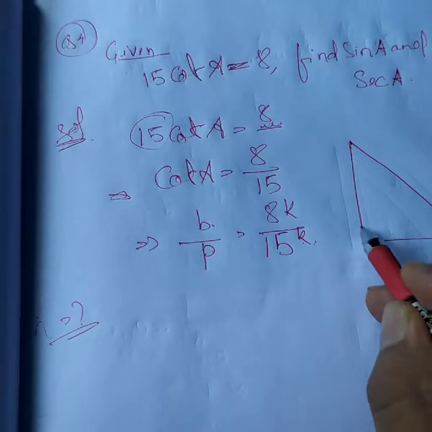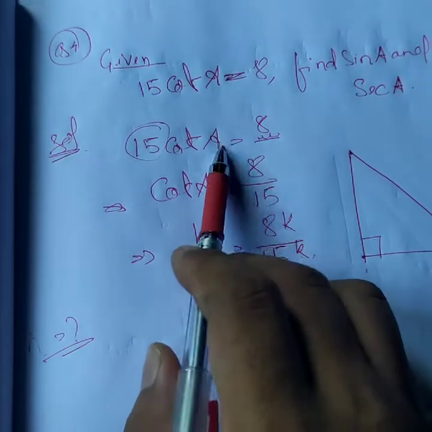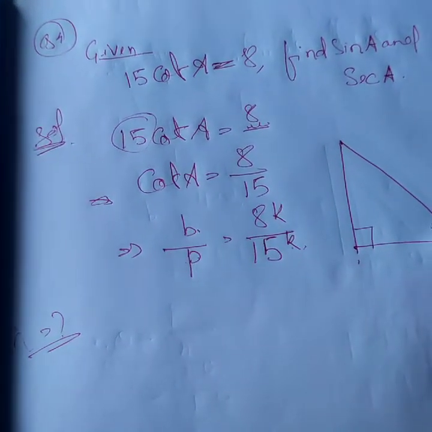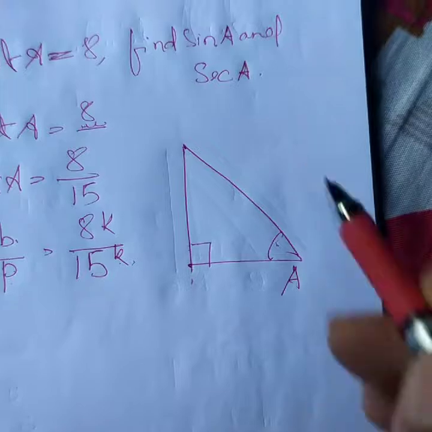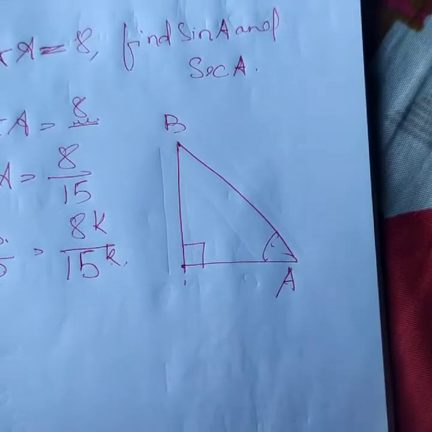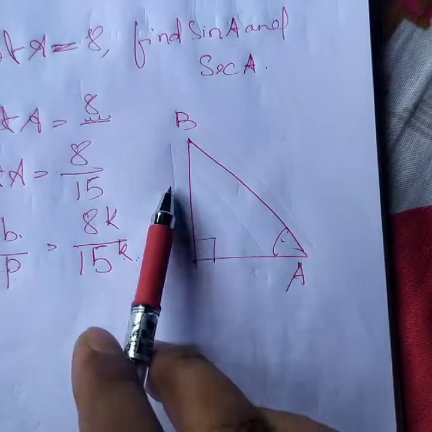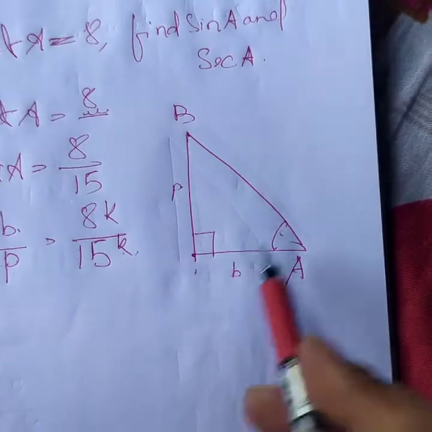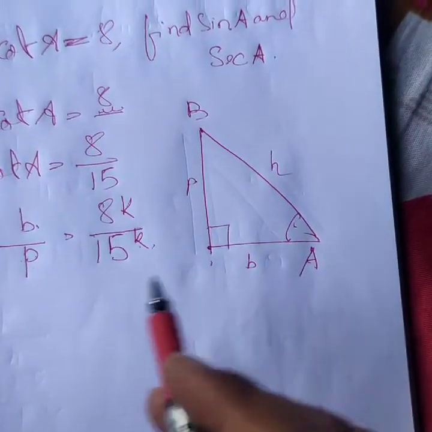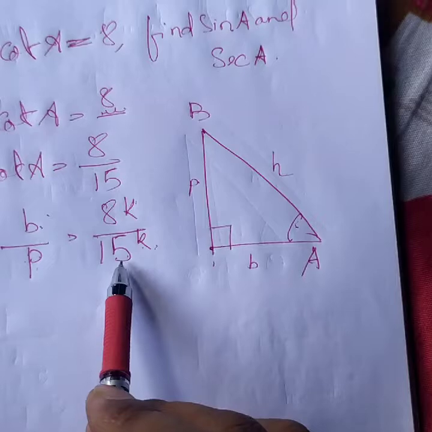Now, this is your 90 degree. It is A here, so don't put A here. You can put it here also. Then B. Now which one will be the perpendicular? You are looking at angle A. So opposite of angle A, this will be your perpendicular, this will be your base, and this the hypotenuse. Now put the value, base is 8k, perpendicular is 15k.